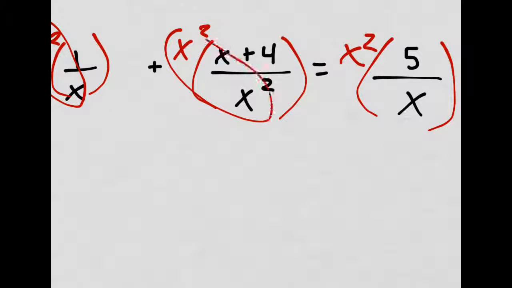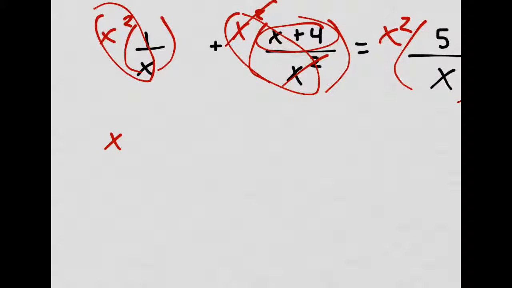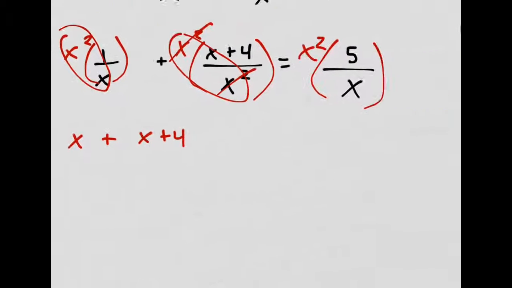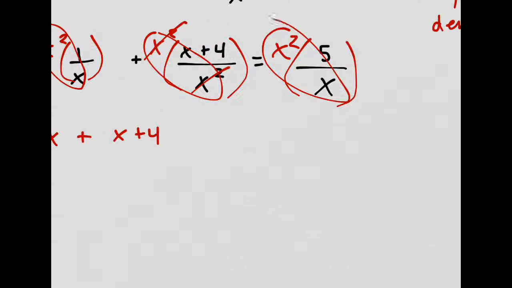What's x squared divided by x squared? Oh, that just cancels out to 1. So that goes away, and we're left with the top. So that's plus x plus 4. And then x squared divided by x again.